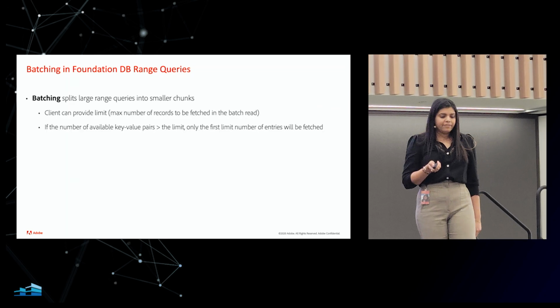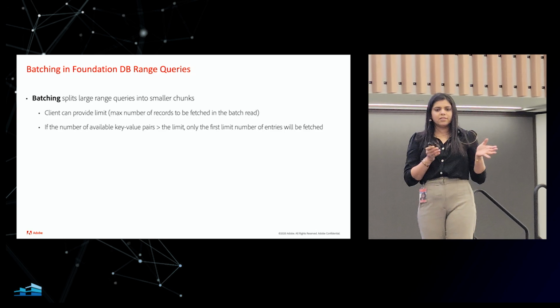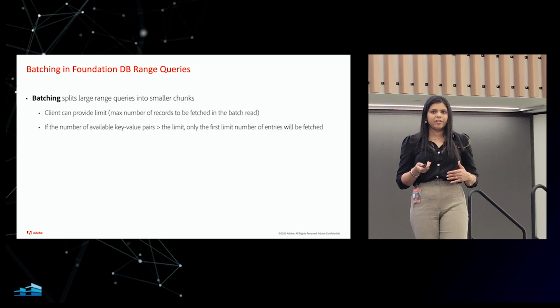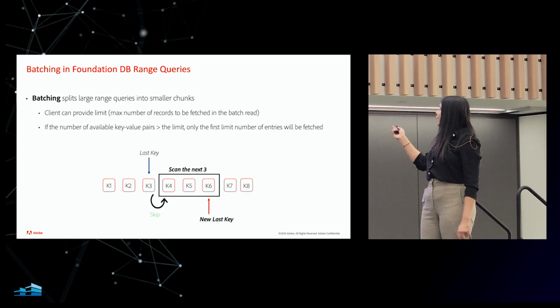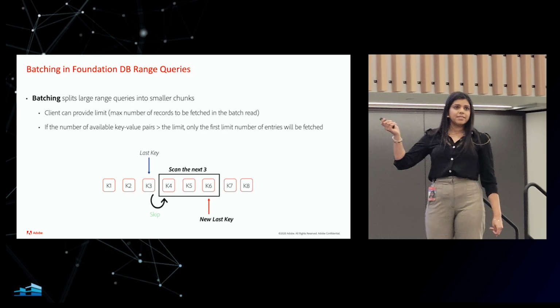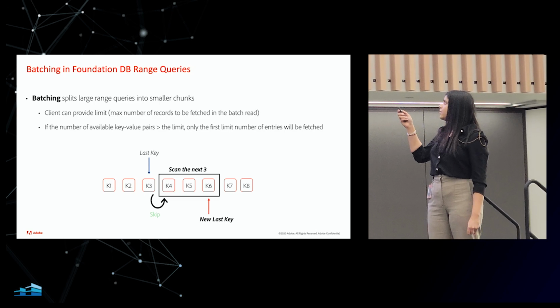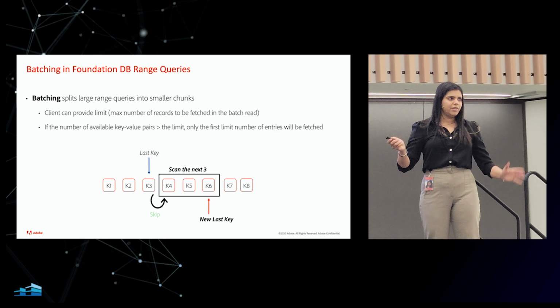If the number of key value pairs is more than the provided limit, then it'll only fetch based on that limit, and the client will have to do the batching or pagination to retrieve more keys. So let's take a look here. Let's say I have 8 keys, and I'm providing the limit as 3. So in the first batch, I'm only able to get K1 to K3. Then it's going to skip K3 and scan the next 3, and so on. That's how the typical batching pagination works.